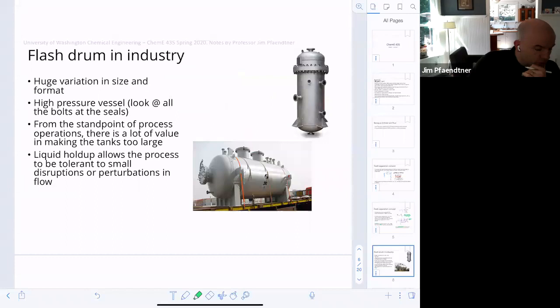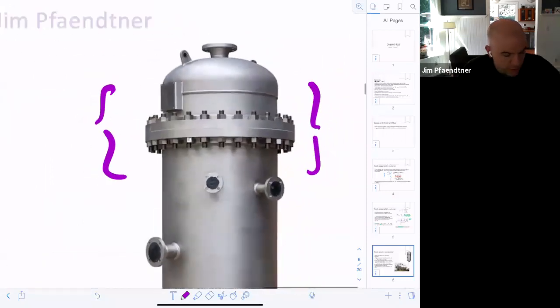So in industry, flash drums have a huge variety in shape, size, and format. They often operate at really high pressure. And so there's two examples here, vertical and horizontal flash drums, separators. And I just want to draw your attention to what might be one of your first examples of seeing a really high pressure vessel. We'll zoom in on that really quick. Look at the huge number of bolts that is keeping the top of that vessel connected to the bottom. So you can begin to imagine just from looking at different pieces of process equipment, different conditions they might operate in.